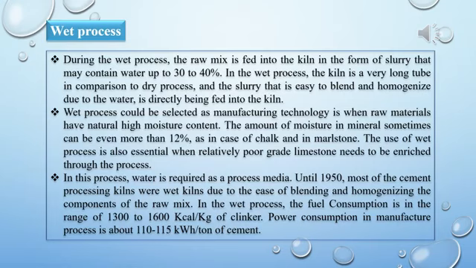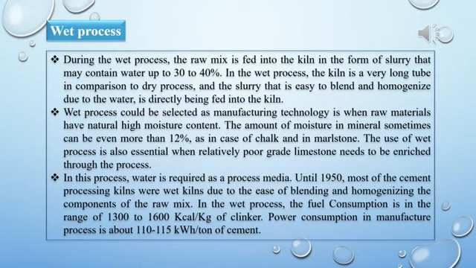Until 1950, most of the cement processing kilns were wet kilns due to the ease of blending and homogenizing the components of the raw mixture. In the wet process, the fuel consumption is in the range of 1300 to 1600 kilocalories per kilogram of clinker. Power consumption in the manufacture process is about 110 to 115 kilowatt hour per ton of cement.